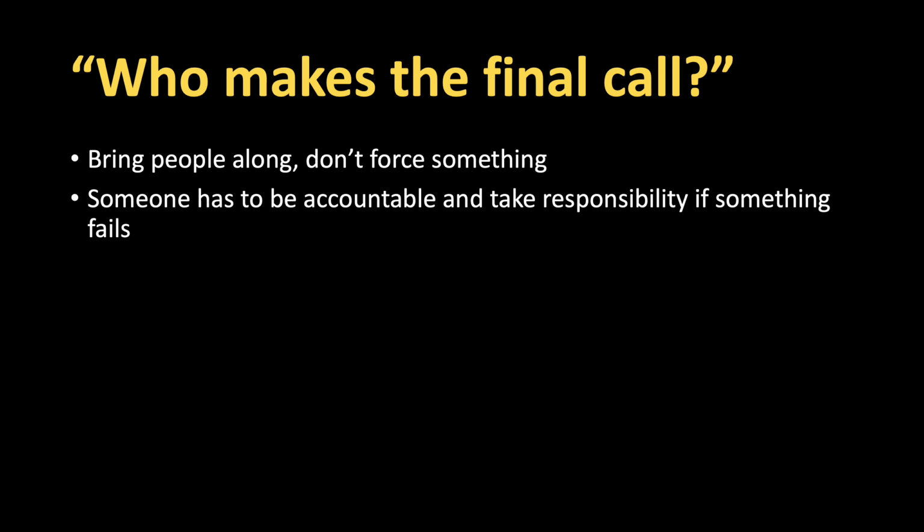And then, if you really can't decide, someone has to be accountable and take responsibility if something fails, right? So that person can just step up and say, okay, we can't agree. We're going to go this way, and if it fails, I'll take responsibility, and that takes pressure off other people. If someone steps up and takes responsibility for failure, the group will agree and go with that direction. And in a lot of these situations, remember, there's no right or wrong answer, right? It's just pick one and then commit to it as a group.